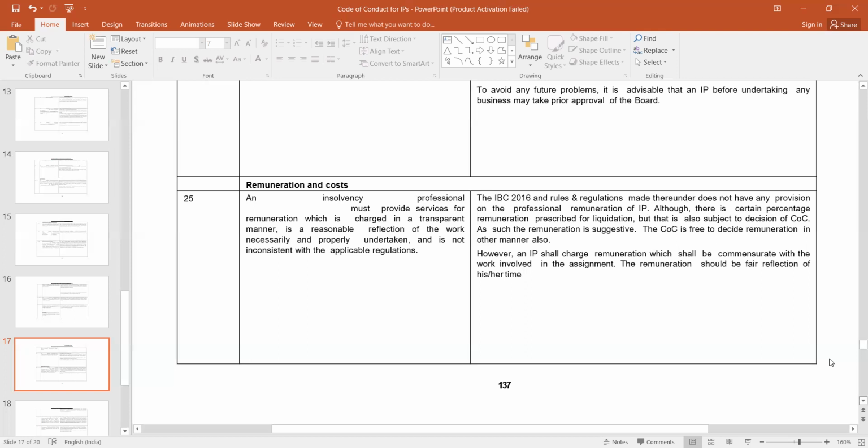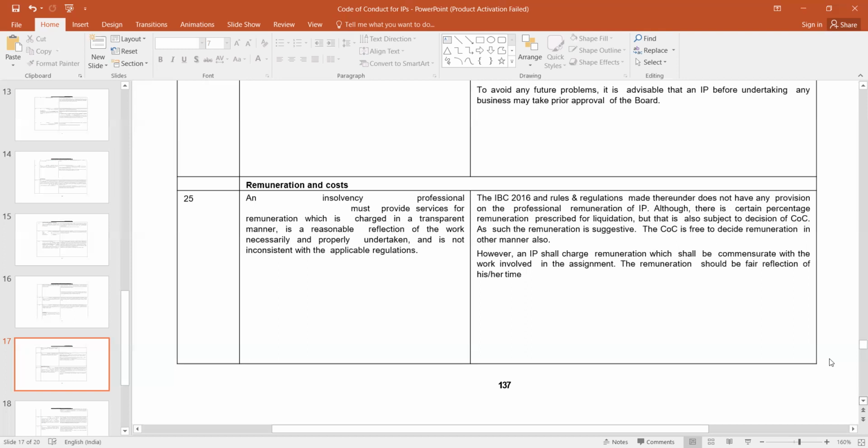बहुत सारी जगह रिकमेंडेशन लिखी नहीं है, कितनी है भाई, आप 5 लाख लेनी है, 5 करोड़ लेनी है, बट वो फिर आपको बहुत सारी चीजों से जज करते हैं. भाई पिछली ITR दिखाओ आपकी, ठीक है भाई, मान लो आपने पिछली ITR में 5 लाख रुपए भर रखी थी, अब आप कह रहे हो जी मेरी फीस 5 करोड़ है, ठीक है ना. तो इस तरह से IBC 2016 and rules and regulations made thereunder does not have any provision on the professional remuneration.